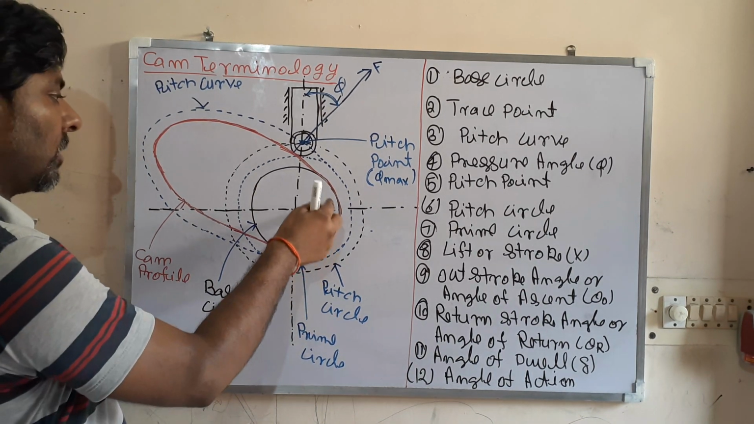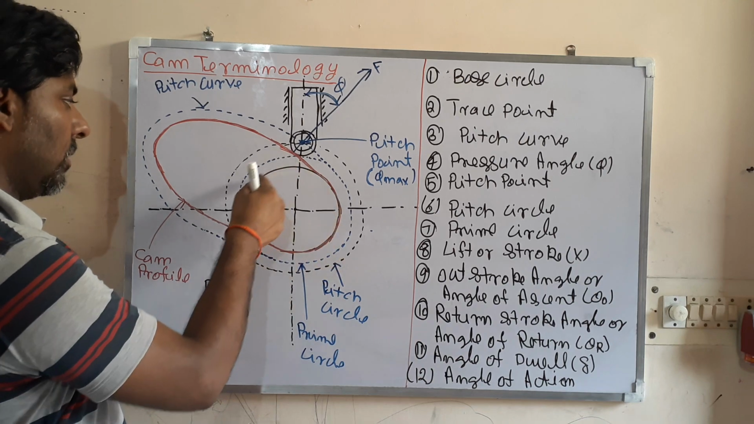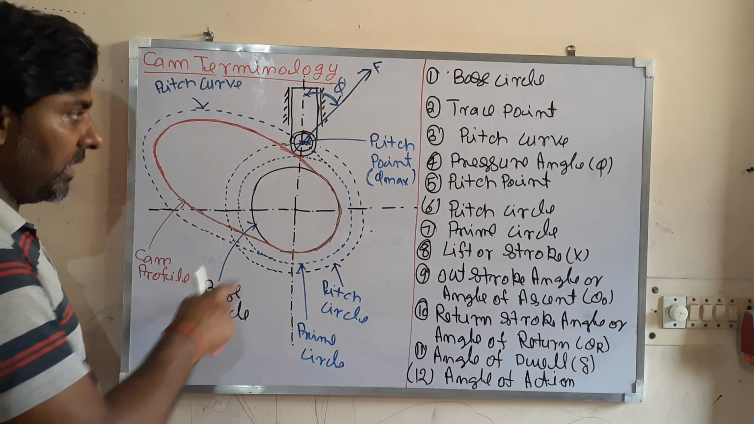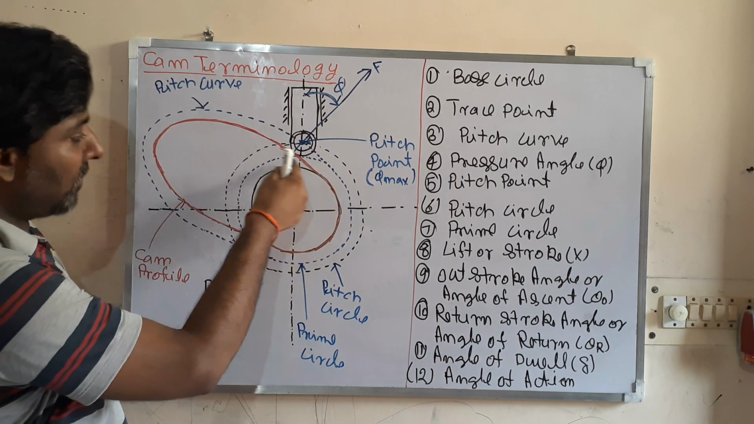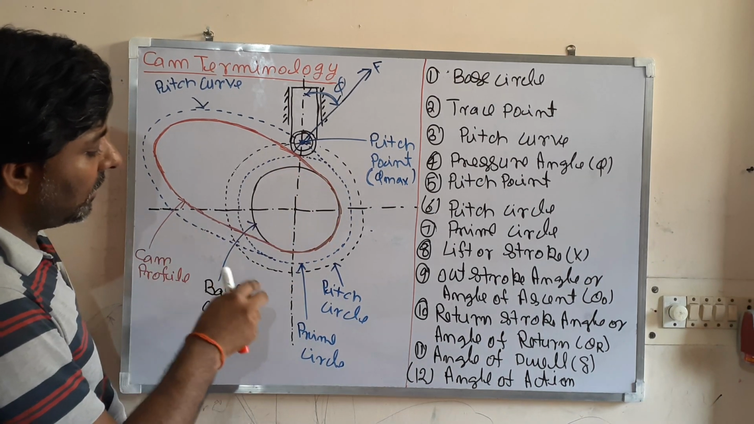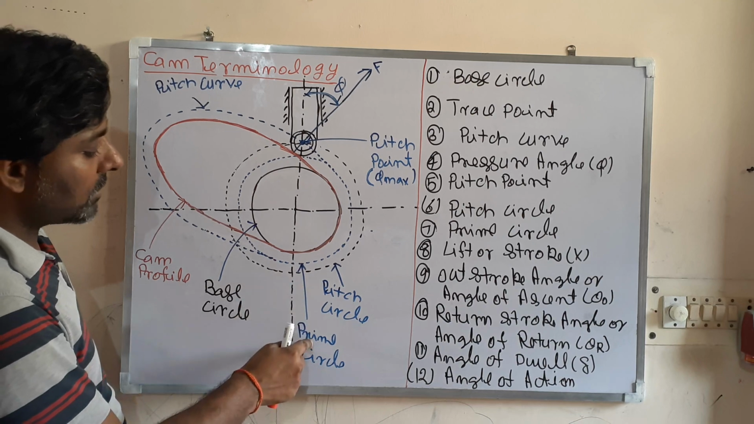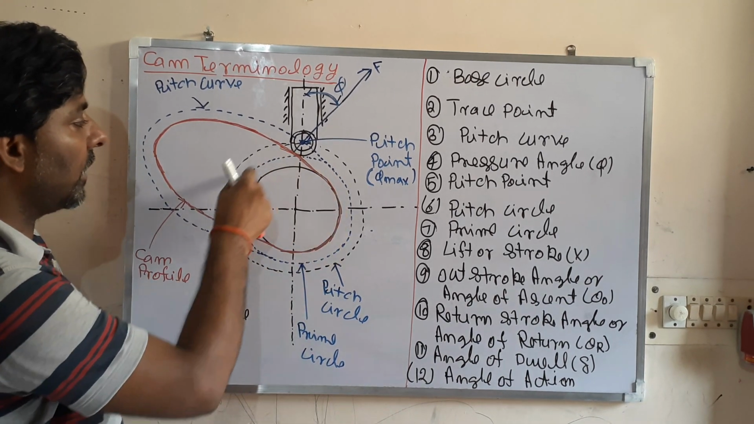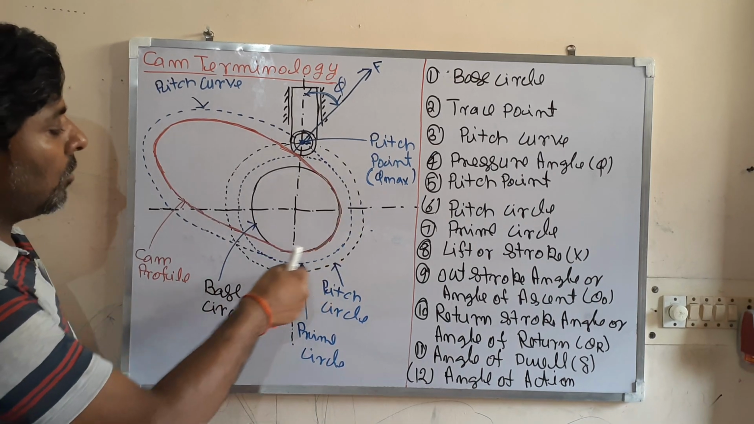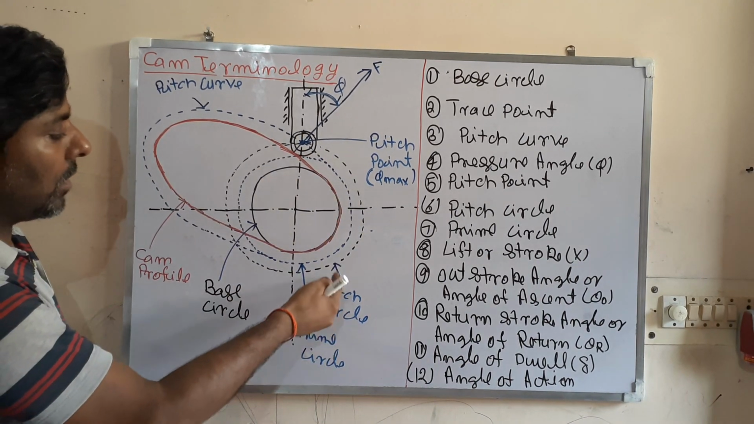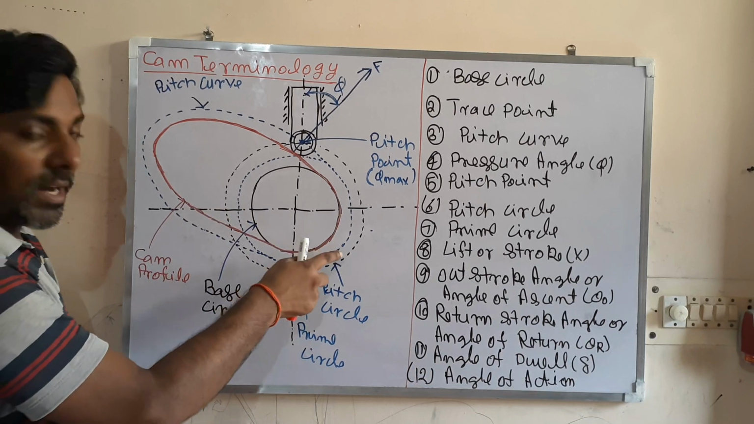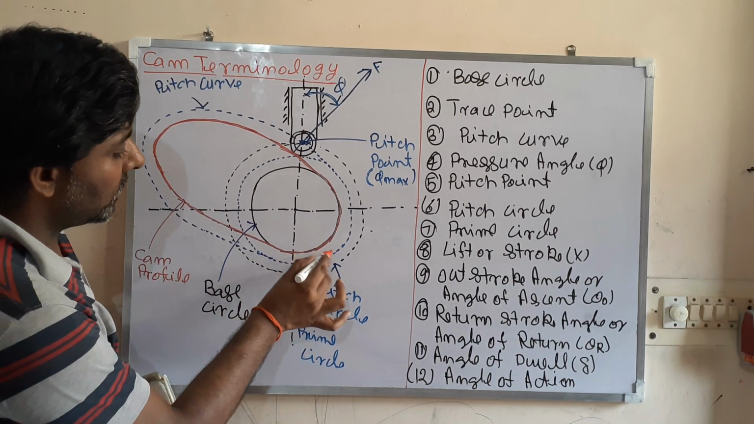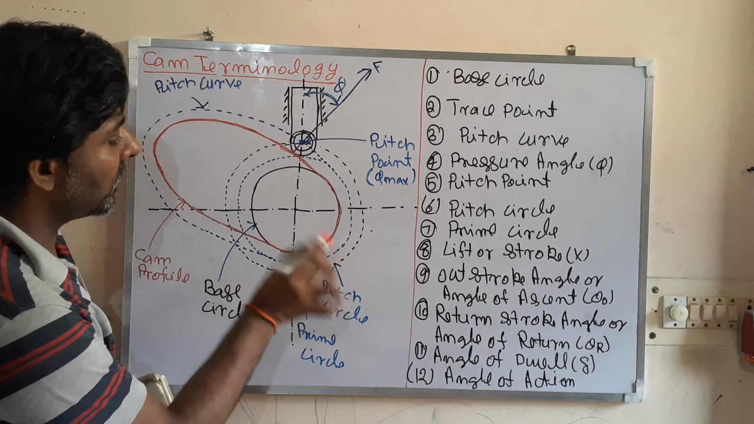So this is our figure, there are three circles. The smallest one is the base circle. I will explain in detail later. The middle one is the prime circle, and the outermost circle is the pitch circle. तो ये आपका तीन सर्किल हो गया. This is the base circle, this is the prime circle, and this is the pitch circle.